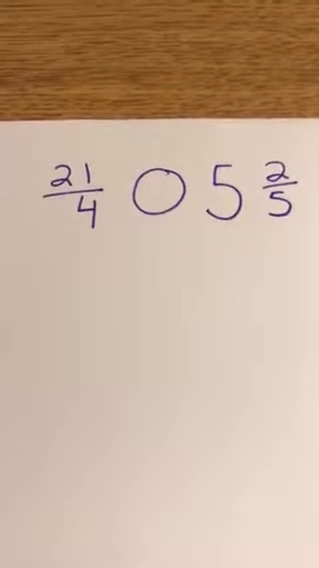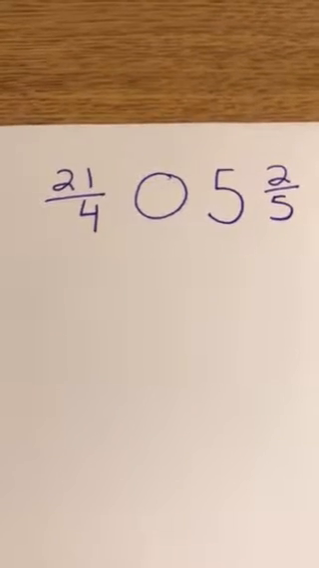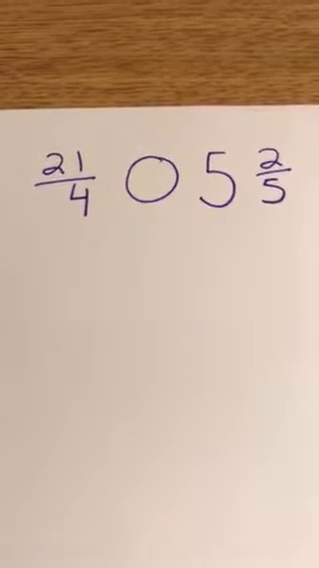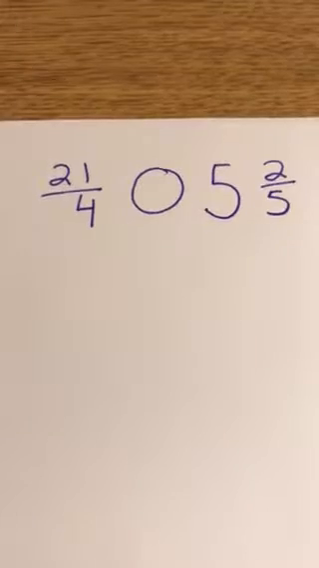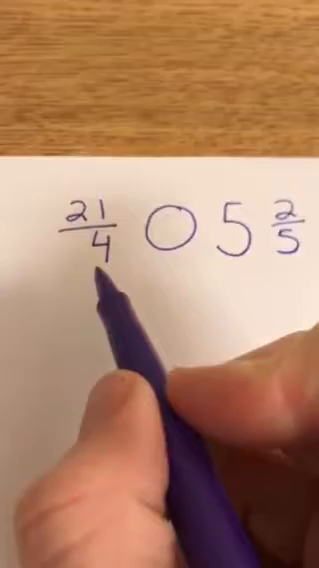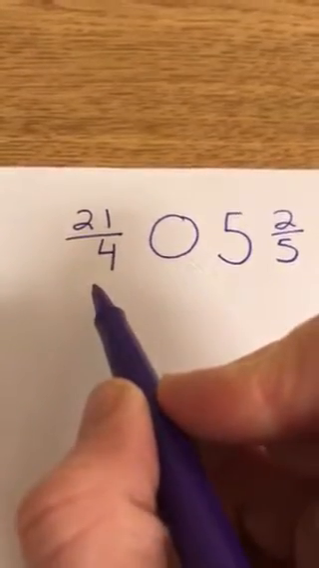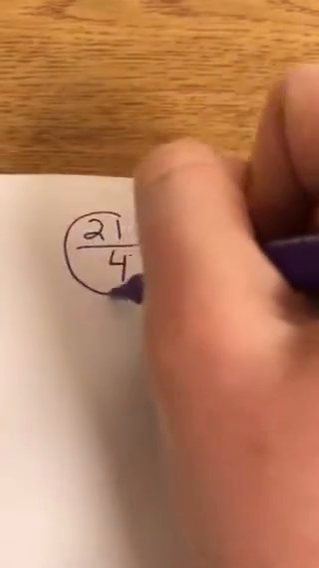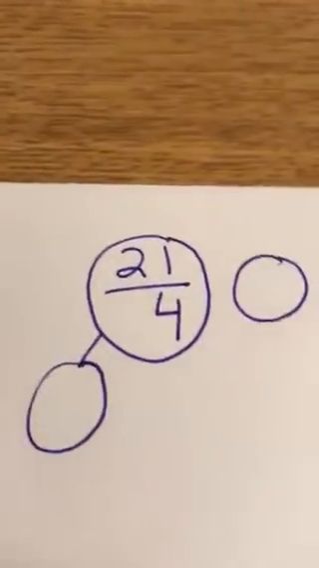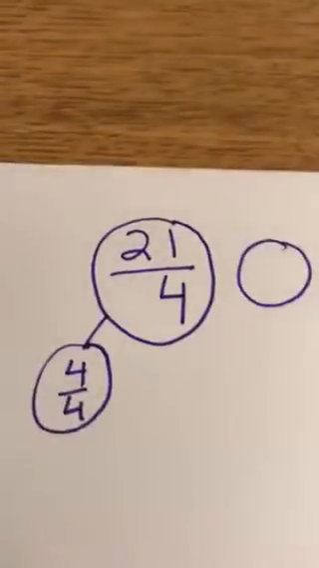So I'm looking at this and immediately thinking I'm going to have to do two different things. I'm going to have to rename a fraction, and I'm going to have to figure out a way to get a common denominator so I can compare. So I'm going to go ahead and rename 21/4 because I think mixed numbers are a little easier to work with. So I'm going to rename 21/4 by taking out the wholes. Now how many fourths are going to be in one whole? We have 4 fourths in one whole.